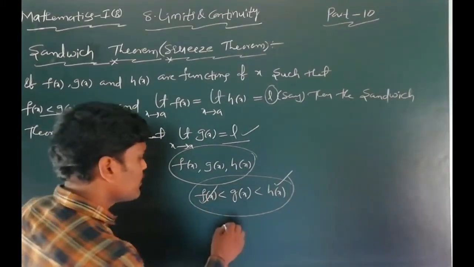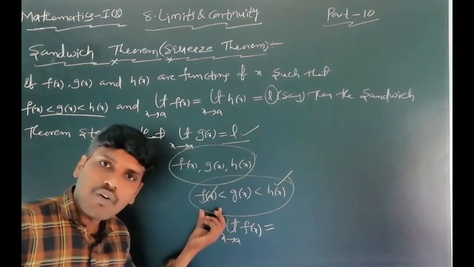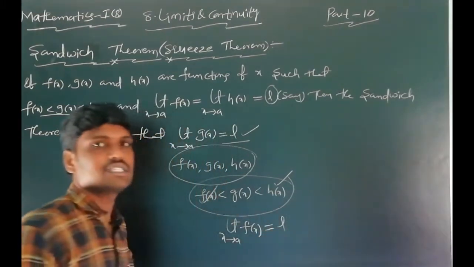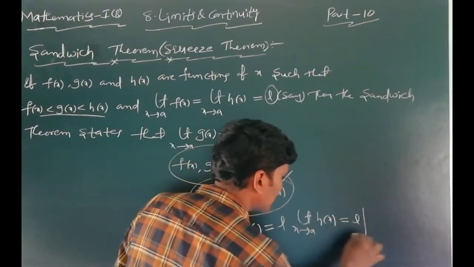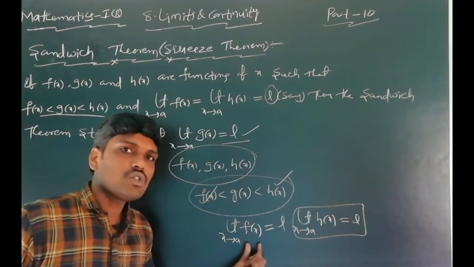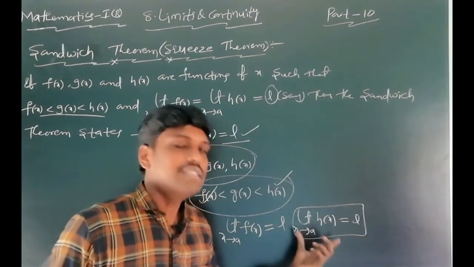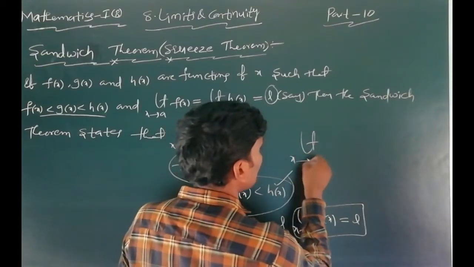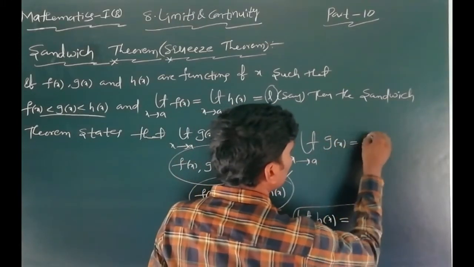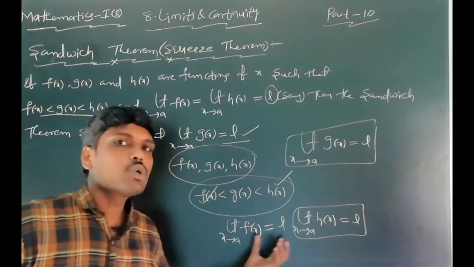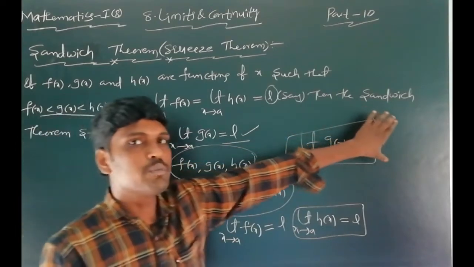In this case, suppose the limit as x tends to a of f of x is equal to some constant L. Similarly, the limit as x tends to a of h of x is also equal to L. Then, by the sandwich theorem or squeeze theorem, the limit as x tends to a of g of x is also equal to L. Here these two functions' limits are equal to some constant, so g of x is also equal to L.